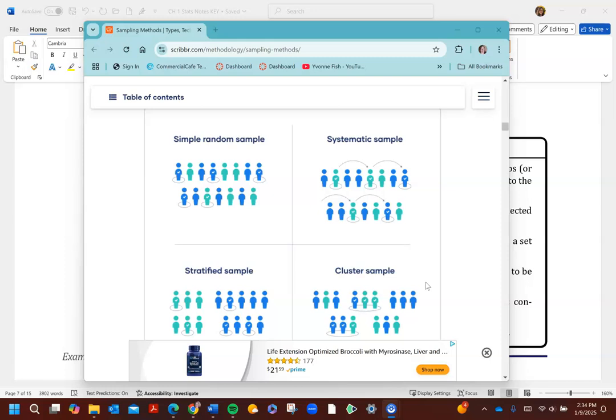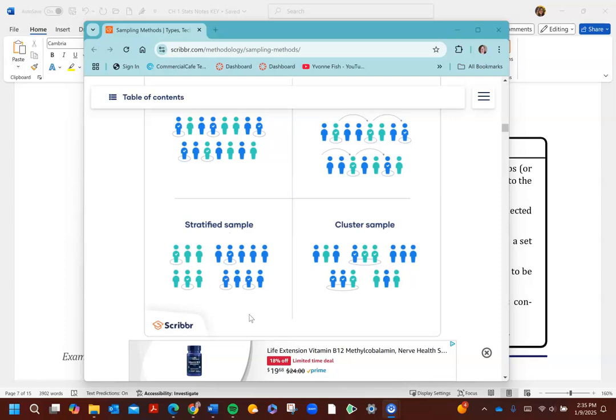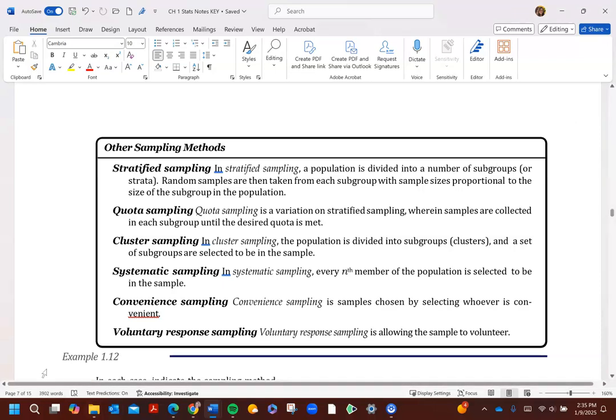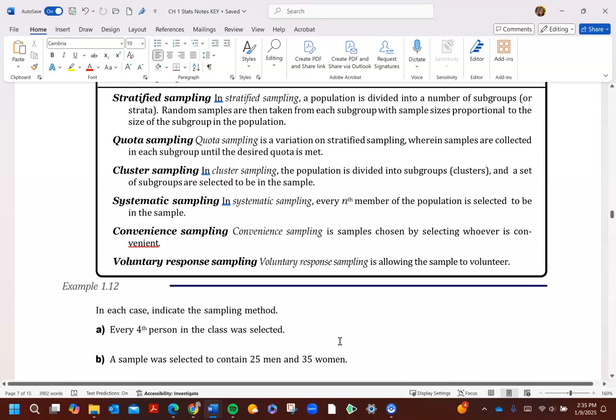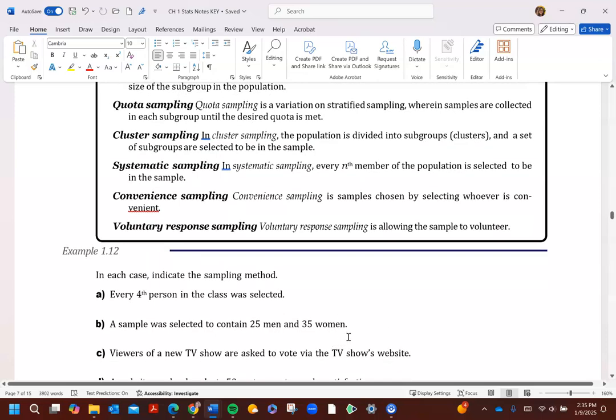Cluster sample, we're going to pick our, like say this was group 1, group 2, group 3, group 4, group 5, and then I'm just picking 2 of those groups. But I'm picking all of the people in some of the groups. Where stratified is different, I'm picking some of the people from all of the groups. And I could have more than just 2 groups in stratified as well. So hopefully that gives you an idea of what it looks like visually.